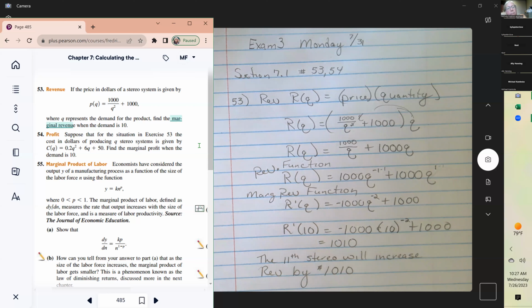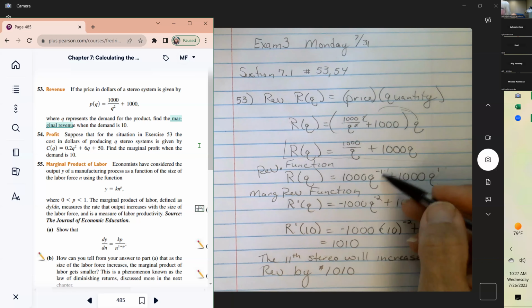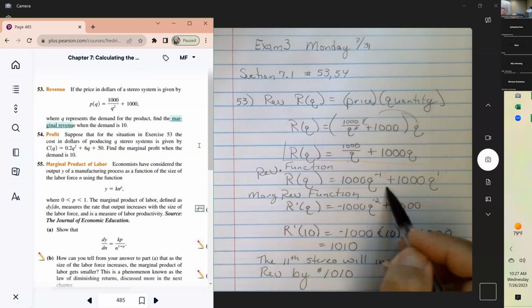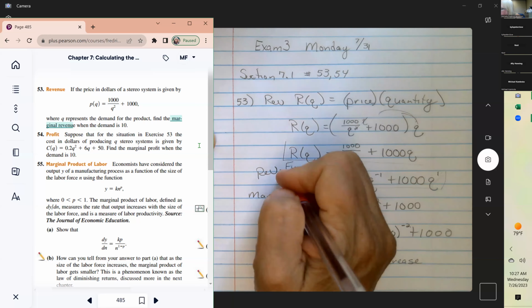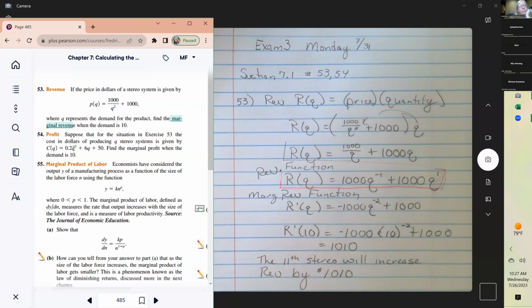$54. Suppose that for the situation in 53, so what we're using is this revenue equation. Well, we could use the one where we brought it up. Let me move that out of there. We'll use this one. The cost in dollars of producing Q stereo systems is given by this. Find marginal profit.